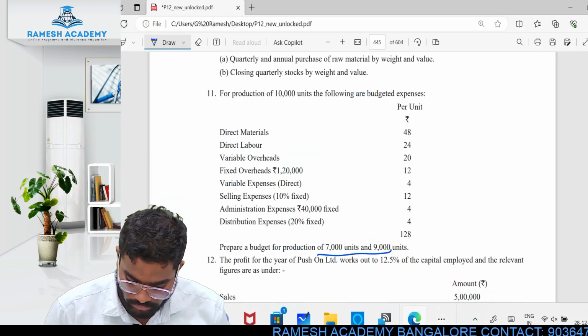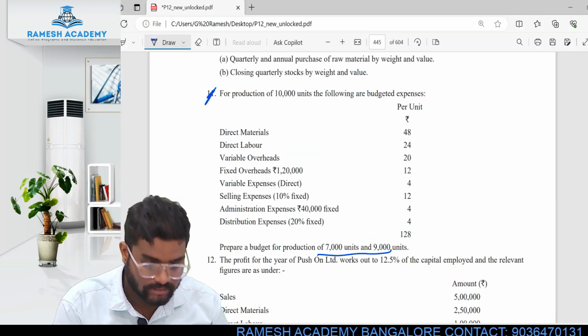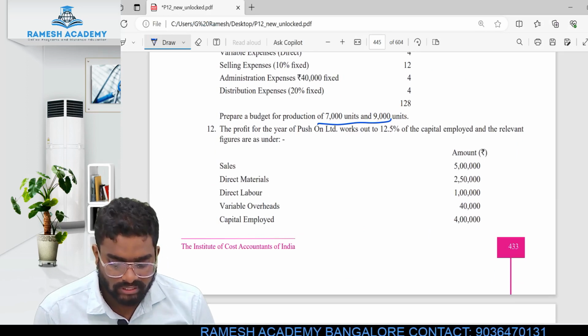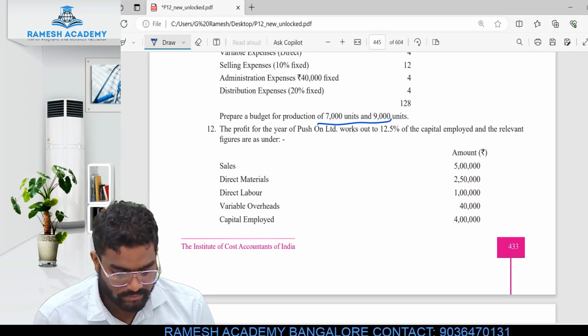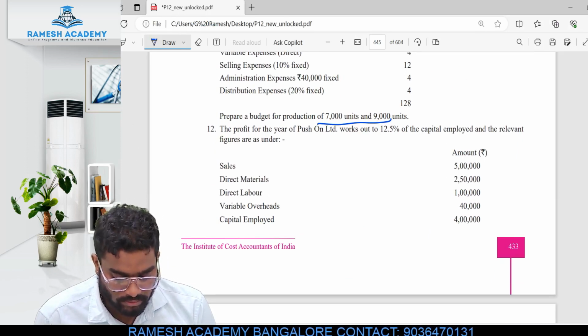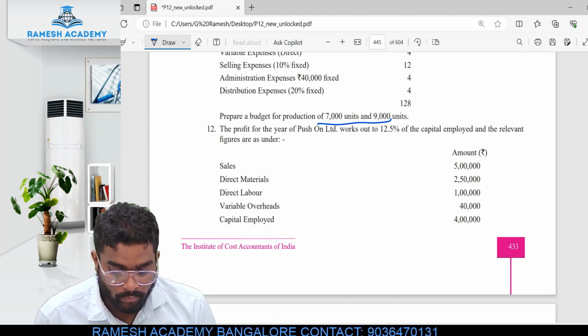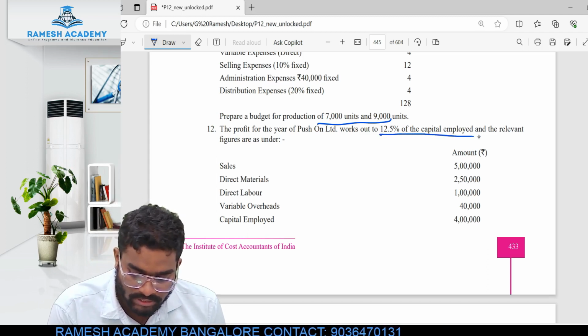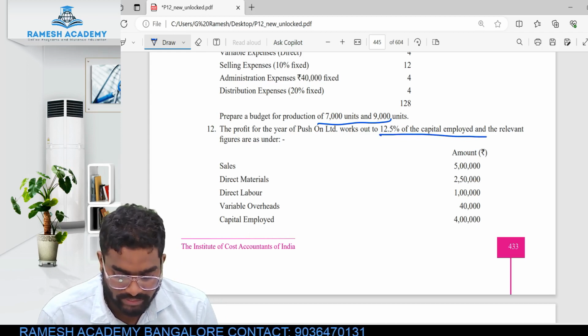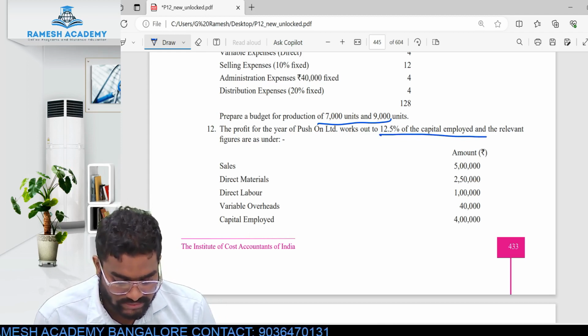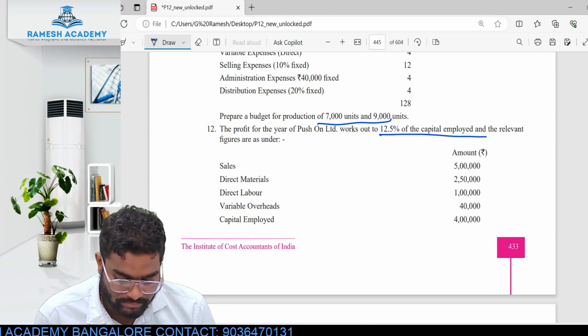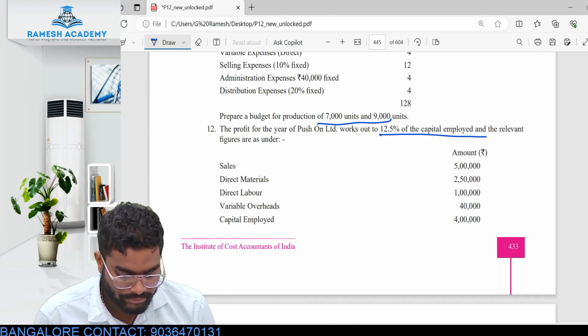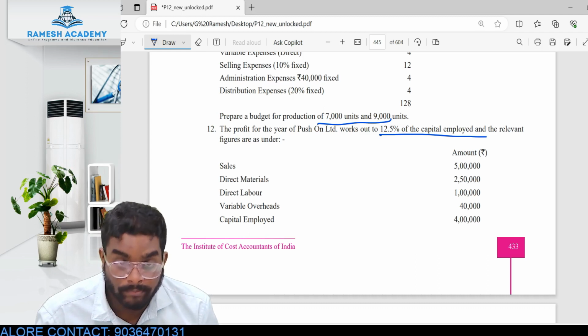11 is done. Now we'll discuss 12. So 12 is an easy one. The profit for the year of Push on Limited works out to be 12.5% of capital employed. Okay, and relevant information they have given. So sales is 5 lakh, direct material is 2 lakh 50, labor is 1 lakh, variable overhead is 40,000, capital employed is 4 lakh. So first we'll find out the profit.